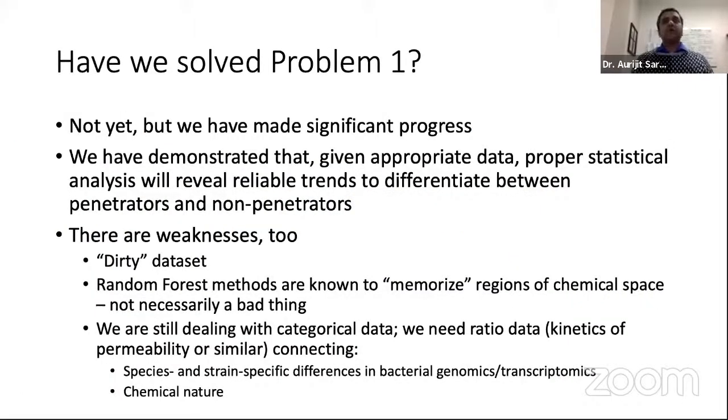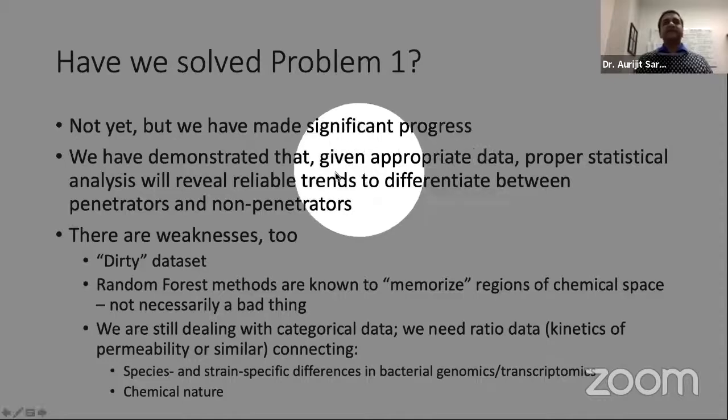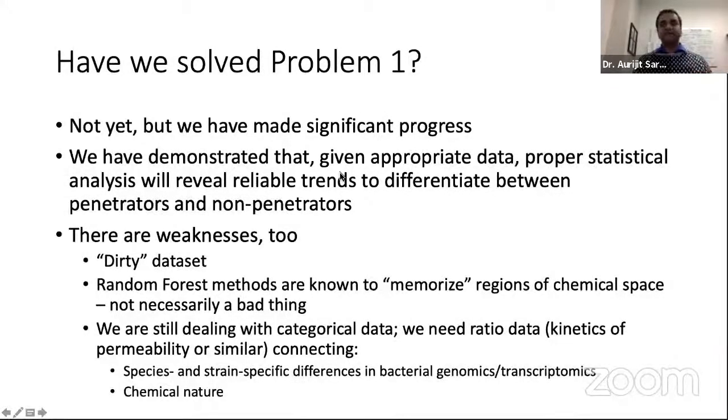So overall, at the end of this paper, there's a lot more to the paper. I'm not getting into all of those details, but the question we have to ask ourselves is, have we actually solved the problem of chemical space? No, but we have made some progress in that regard. We have demonstrated that if we are given appropriate data, and mind you, we don't have picture perfect data yet, we're still trying to gather good data, then statistical analysis will potentially help us. That is something we have demonstrated reliably.